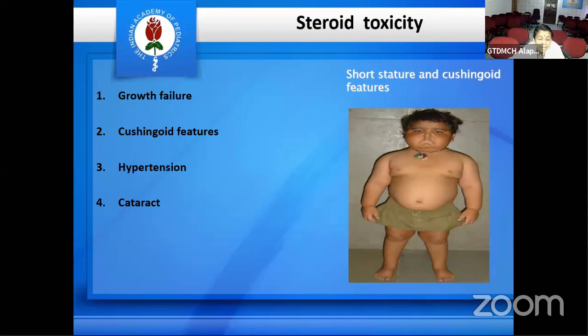Steroid toxicity is mainly growth failure. There will be short stature, and Cushingoid features like buffalo hump, striae, obesity, etc. Hypertension is usually seen with the chronic use of steroids, and cataract. So in a patient with nephrotic syndrome, when you are using steroids for a long time, you have to monitor the growth, measure the blood pressure, and check the eyes for any cataract.